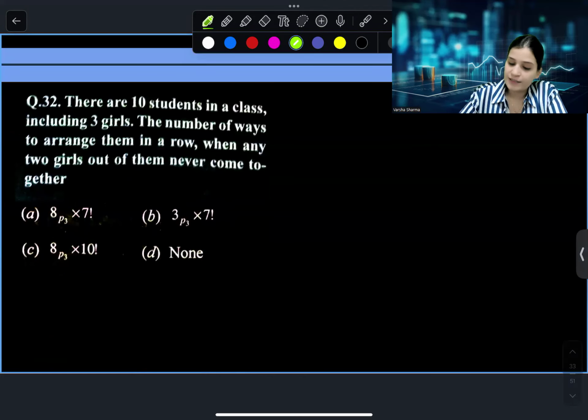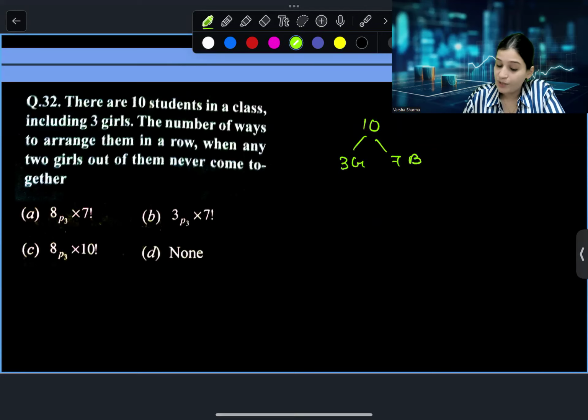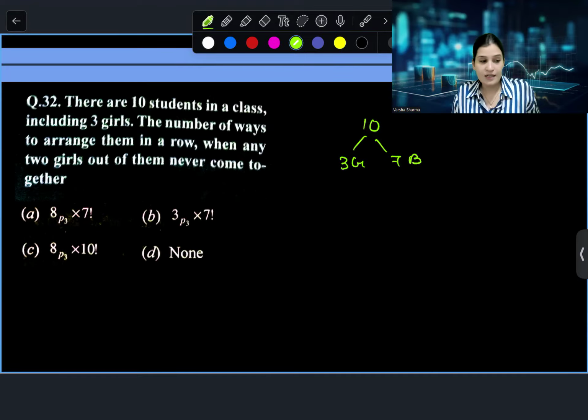10 students in a class including 3 girls. So out of 10, there are 3 girls and 7 boys. Number of ways to arrange them in a row when any 2 girls out of them never come together. Any 2 girls never come together. What will happen?